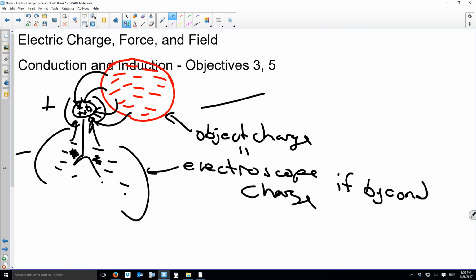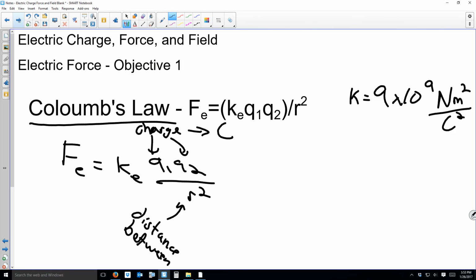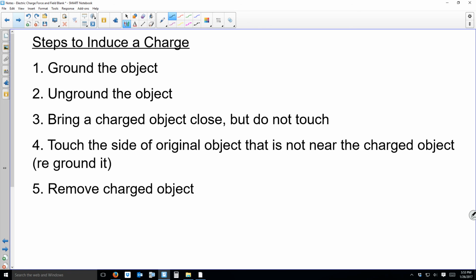But when we get this charge separation, we can actually charge by what's called induction. We can get this induced charge. We induced that charge separation, and now we're actually going to change the overall charge of that electroscope. So I'm going to zoom over here a little bit. And we have a couple of steps to induce a charge. I'd recommend getting these memorized.